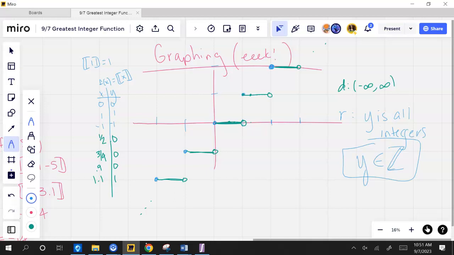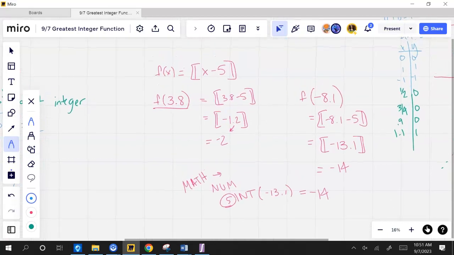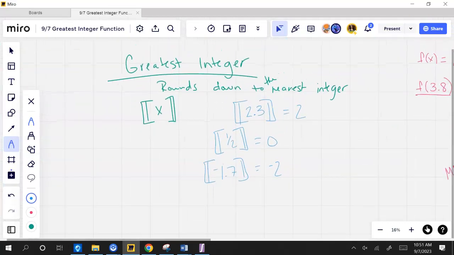Integers. So greatest integer just means whatever the value is, I round down to the nearest integer. So I can put a decimal in, but I'll never get a decimal back out. Instead, I'll get the integer right below it.